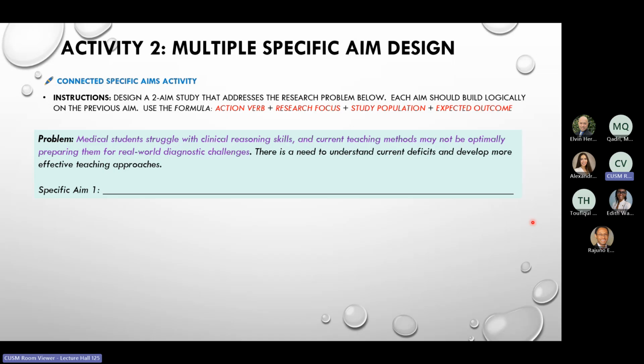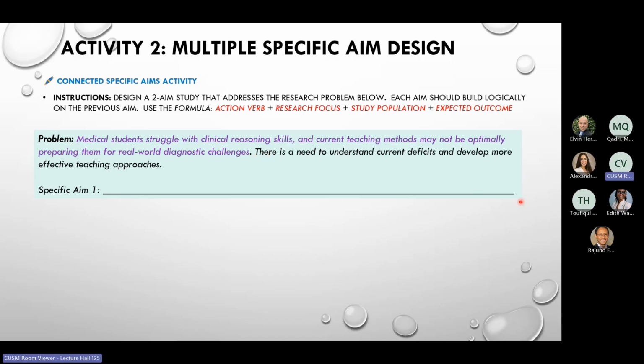I'm going to go ahead and type up mine and provide it in the chat box. Take a couple seconds here. Again, your problem is the situation that you are trying to write a specific aim statement for: medical students struggle with clinical reasoning skills, and current teaching methods may not be optimally preparing them for real-world diagnostic challenges.